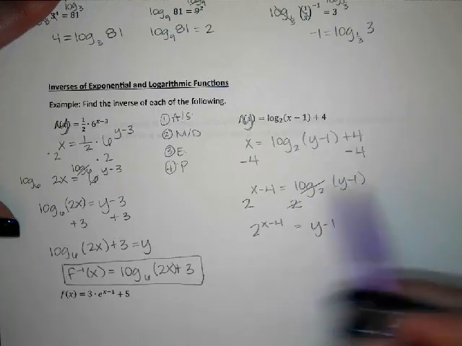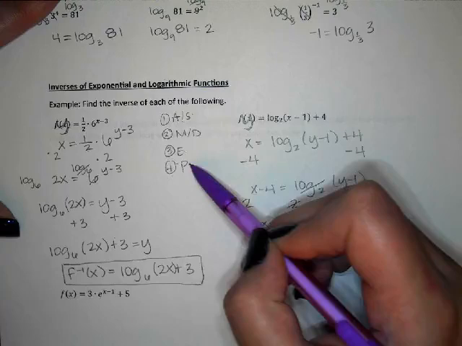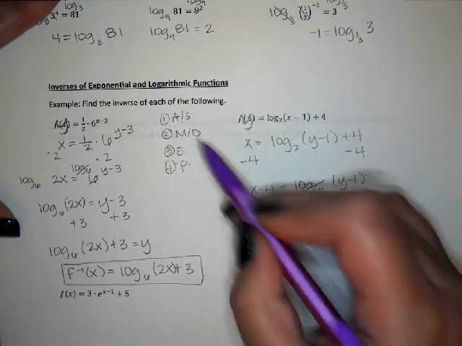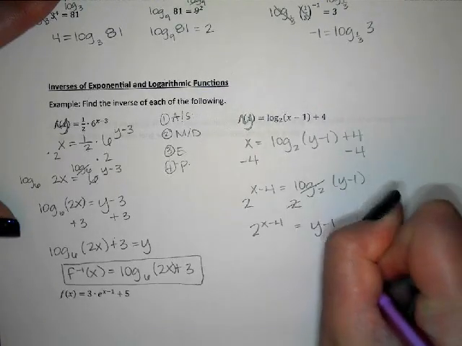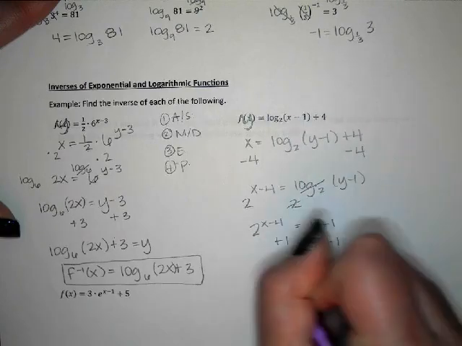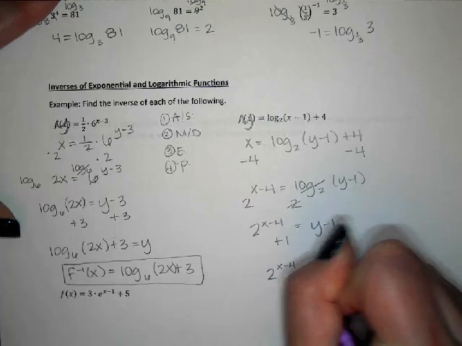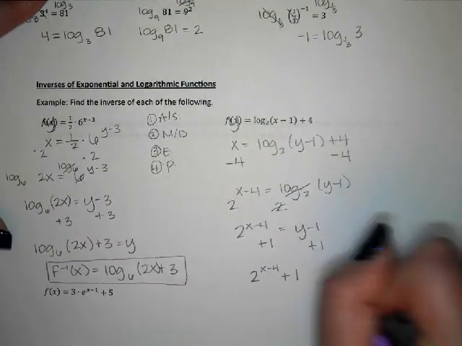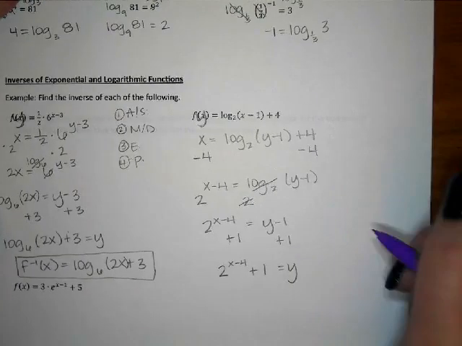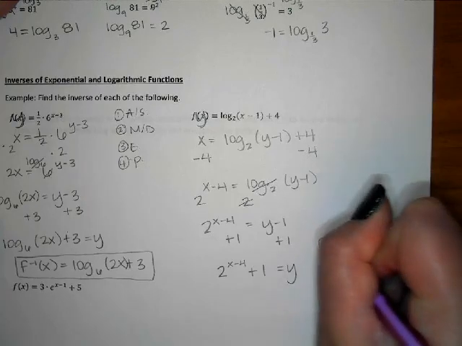So what can I add or subtract? I can move the 1 over. And the 1 is not inside the exponent because it happened afterward, so it's just tacked onto the end. So my function is f inverse of x is 2 to the x minus 4 plus 1.